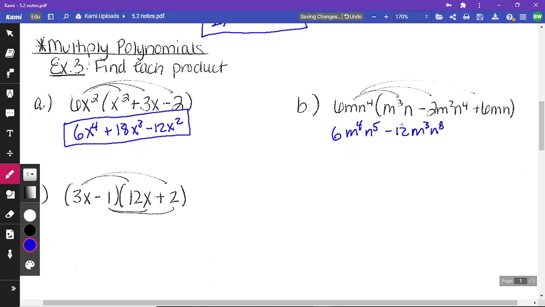Okay, and now the last term. So we got numbers to multiply. 6 times 6 is 36. And that's m squared, because we have m times m, right? And then n is to the fourth, and then the other one's to the first. So that's n to the fifth when we add exponents. Okay, so I think that takes care of that one.